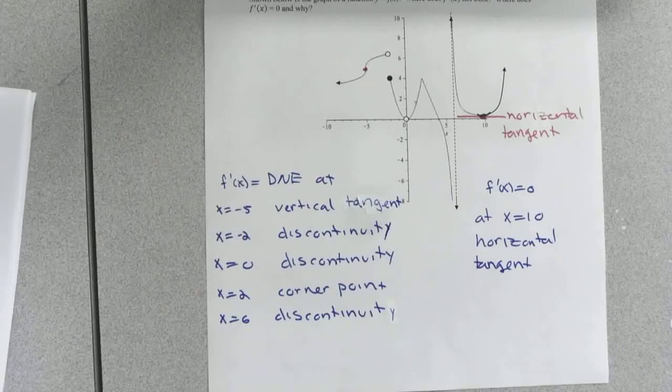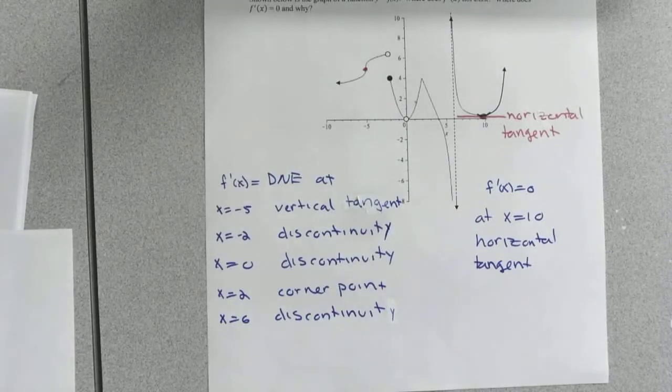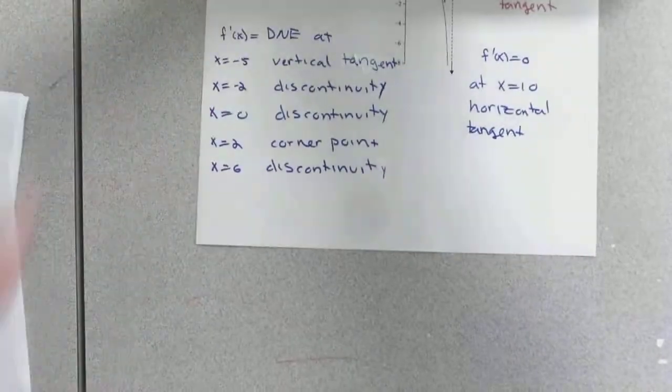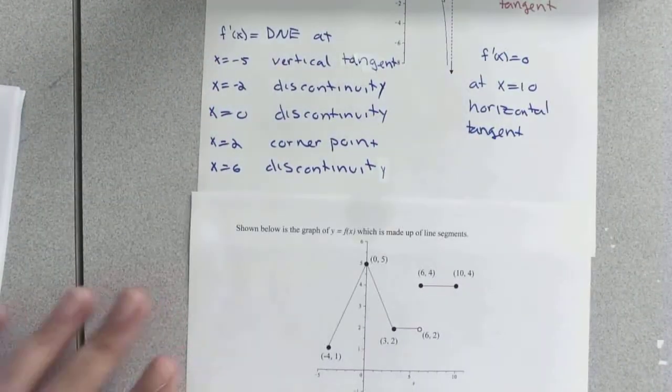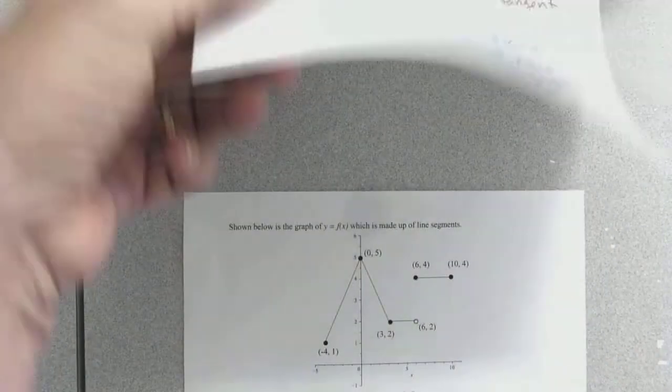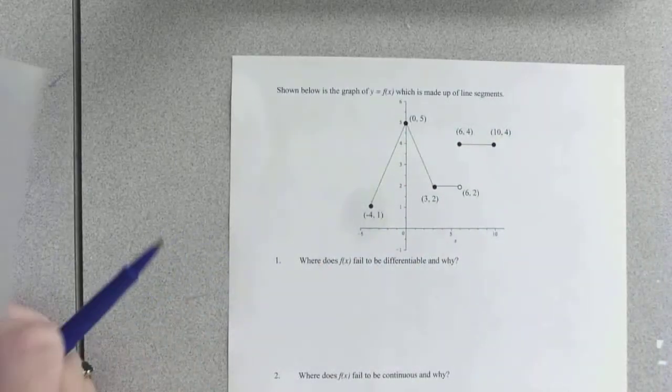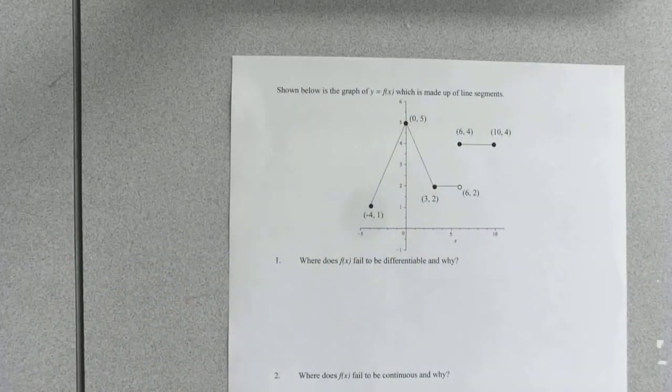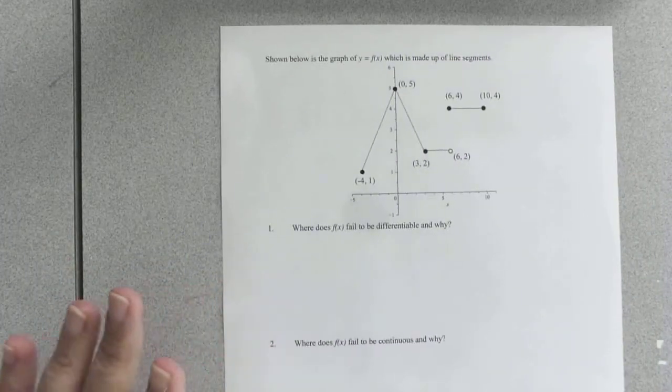Okay, next problem. Shown below is the graph of y equal f of x, which is made up of line segments. Okay, so we have the graph of y equals f of x, which is made up of line segments. 1. Where does f of x fail to be differentiable, and why?